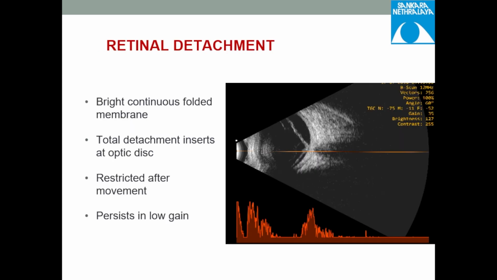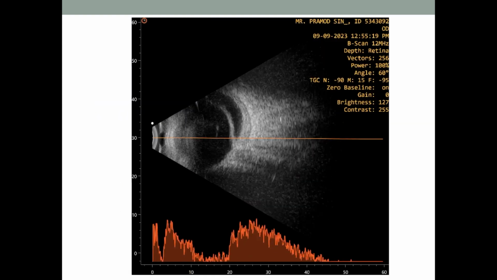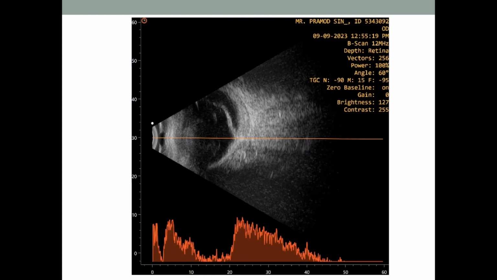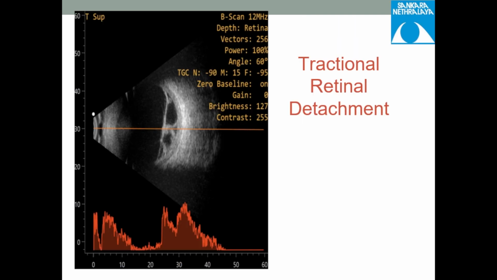or detachments. Retinal detachment is mostly viewed as a bright, continuous folded membrane which inserts at the optic disc with restricted aftermovements and persists in low gain, like this. It's a highly reflective membrane tethered at the optic nerve and with poor aftermovements. Tractional retinal detachment is shown here mostly as focally elevated retina, which is tethered to the moderate reflectivity vitreous membranes in the B scan picture.